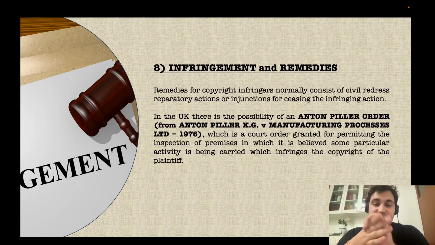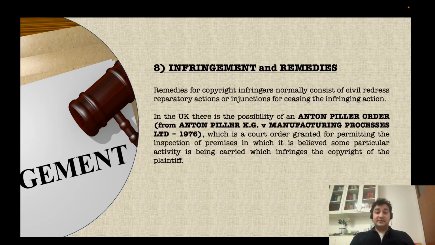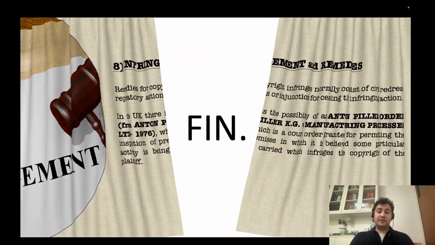In the UK, there is even the Anton Piller order that comes from the Anton Piller KG versus Manufacturing Processes Ltd. in 1976. It is a case in which the court granted an order for permitting the inspection of premises in which it was believed that some particular activity was carried out that was infringing the copyright of the plaintiff.